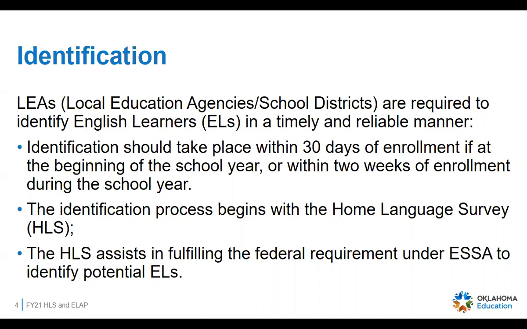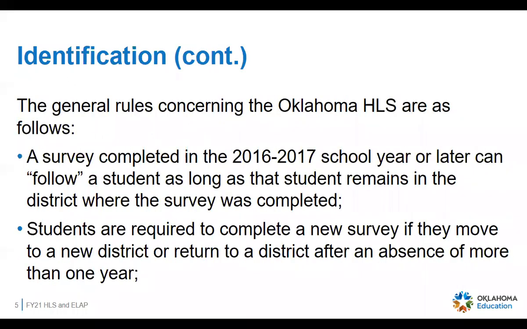That process begins with the home language survey, or the HLS. You'll often see it abbreviated HLS. The home language survey assists in fulfilling the federal requirement under ESSA to identify potential English learners. And some general rules regarding the home language survey here in Oklahoma.